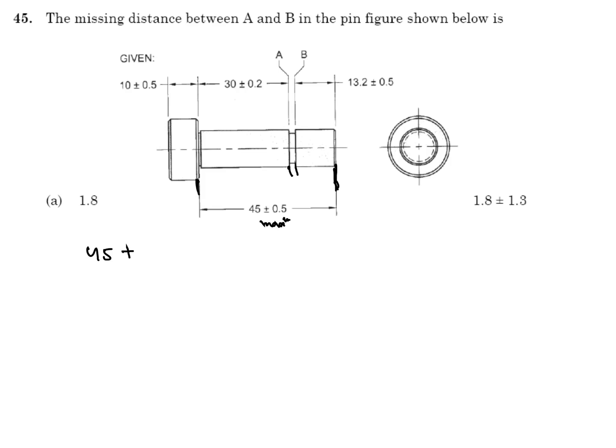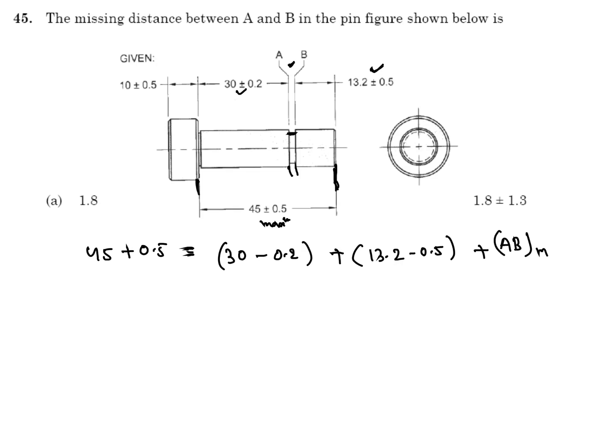45 plus 0.5 equal to the maximum value of the minimum value of 30 minus 0.2, plus the minimum of 13.2 minus 0.5, plus AB. This is AB, this distance.